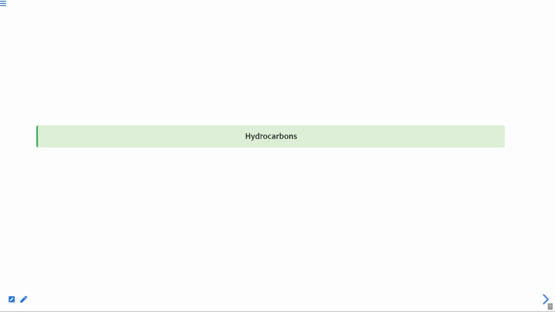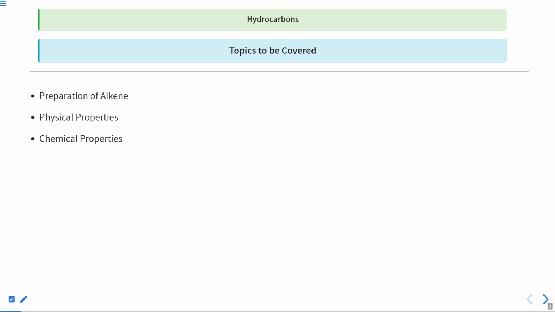So we were going with the alkene. We have seen the isomerism part. Also we have seen the nomenclature and all. Today our focus will be on preparation mainly and on reactivity. So two things will be the main focus of this lecture. So let us start our lecture.